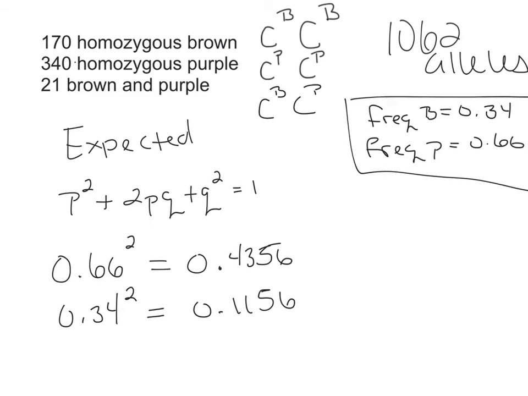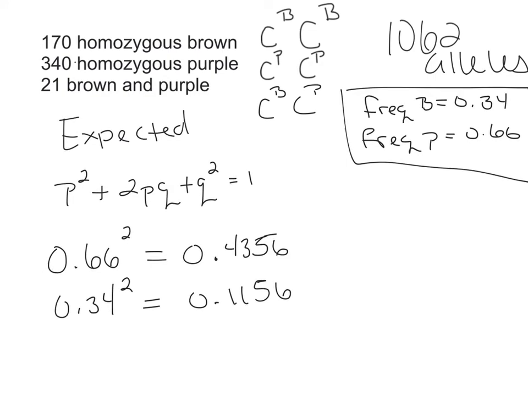The heterozygotes, 2pq. So multiply 2 times 0.66 times 0.34. This is going to give us 0.4488.